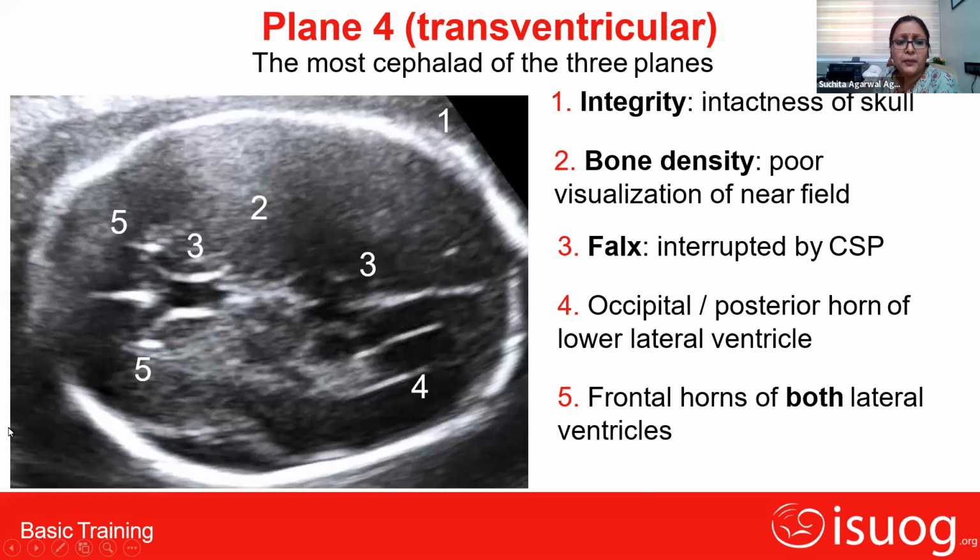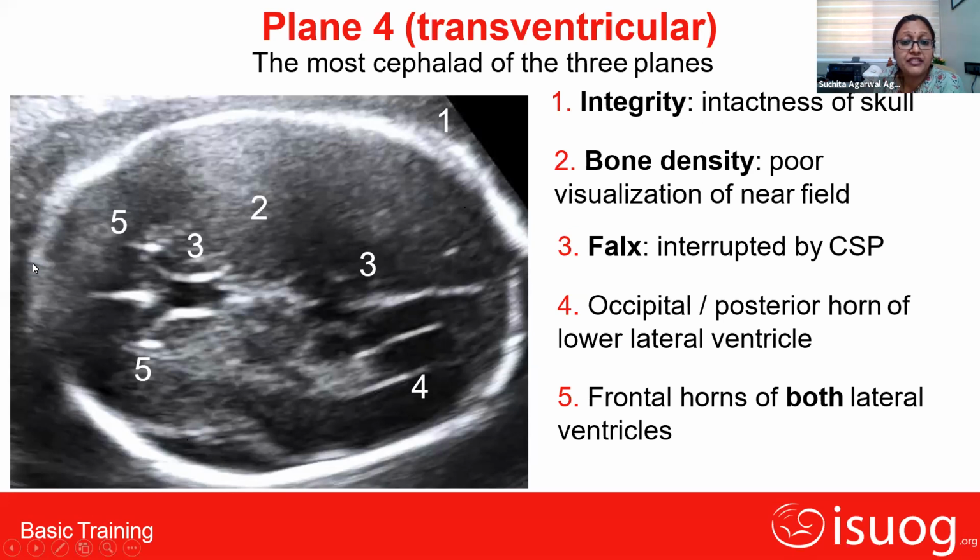So this one plane gives a clue to many things. In this one plane, 4 or 5 structures, and we get to know many things. Number one, integrity: whether the skull is intact or not. We have to look at the integrity of the skull, whether the whole skull is intact or whether there is a defect. If there is a defect, we will suspect herniation of brain tissue.